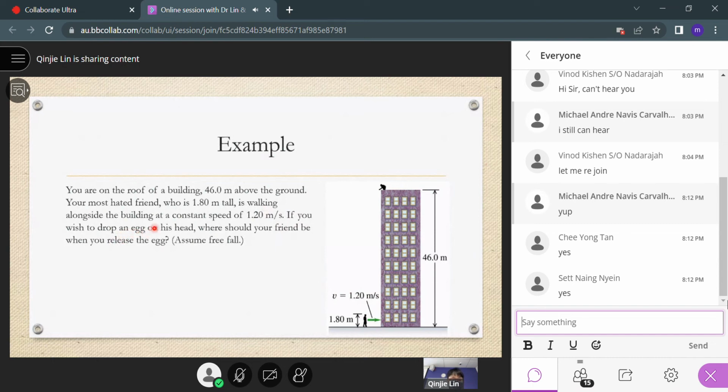If you wish to draw an egg on his head, where should your friend be when you release the egg? And they tell you to assume it's free fall. So generally, if you understand this question, it's trying to see whether you know the egg is dropping, right? It will take some time to reach the bottom, correct? While your friend is still walking. So you need to time it: when he's a certain distance away, you need to start releasing already. Correct. And then they ask you, what is this distance where you need to start releasing this egg?